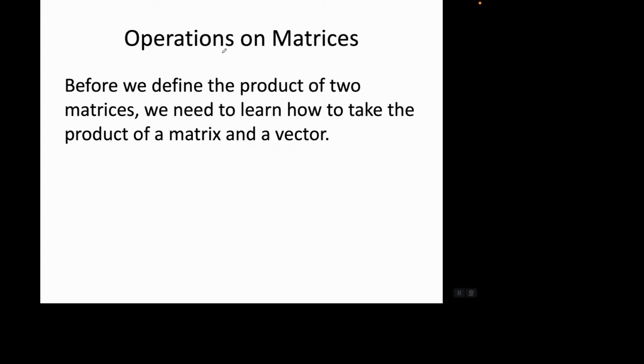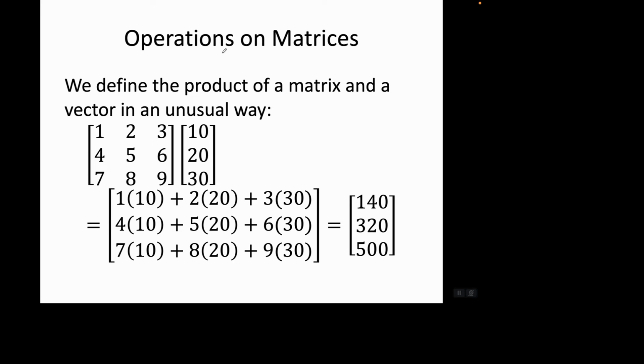Before we define the product of two matrices, we need to learn how to take the product of a matrix and a vector. We define the product of a matrix and a vector in an unusual way. So the product of this matrix and this vector looks like this. Again, it's going to be the first row of the matrix times the column. Basically, it's rows by columns. It's like you're taking the dot product of a row and a column.